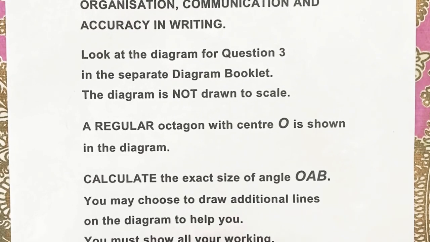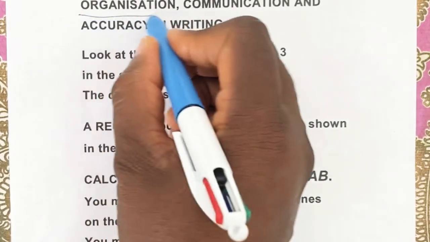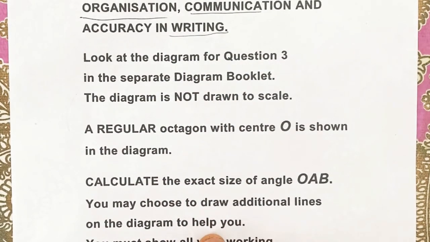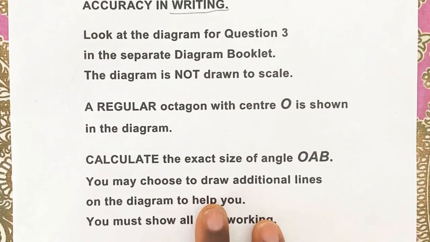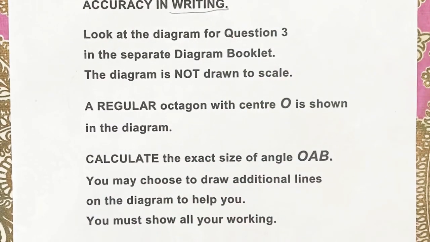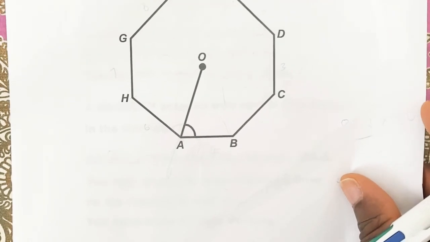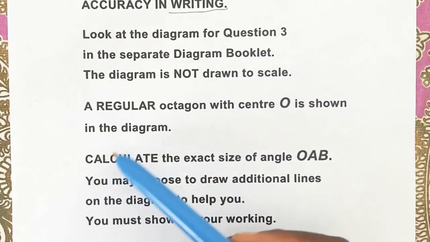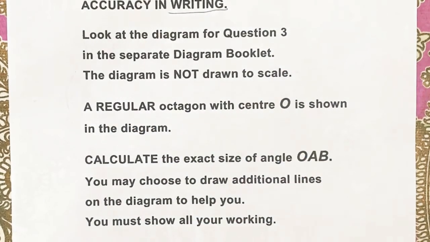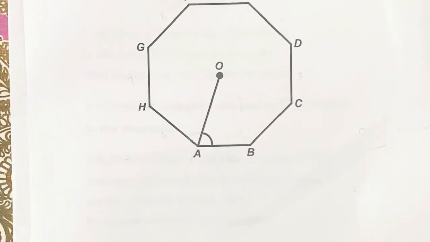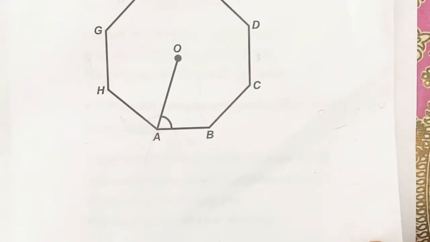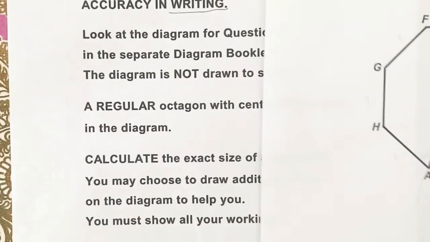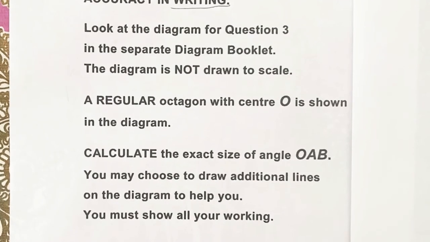So question 3 is an OCW question. So you have to try your best to explain as much as you can. It says, look at the diagram for question 3, which is this one here with the octagon. The regular octagon with center O is shown. Calculate the exact size of angle OAB. So this is the angle that we are after, this one right here.